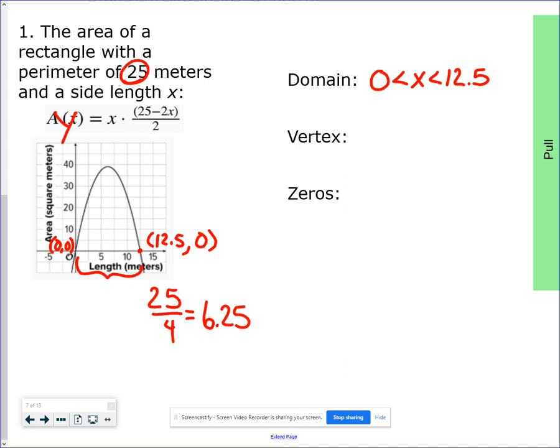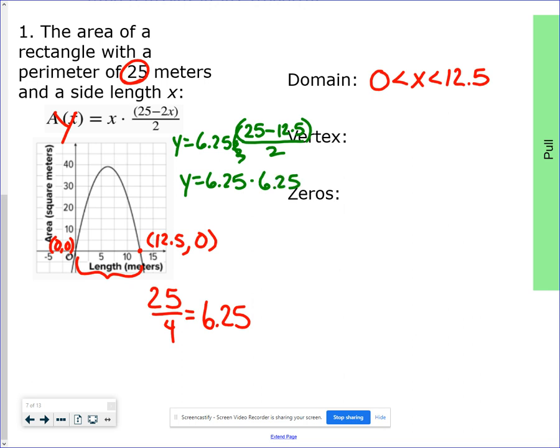And then if I substitute that 6.25 into my equation right here, let me switch colors just so it's a little bit easier to see. I'm going to have y equals 25 minus 2 times 6.25 for the x, which is going to be 12.5, all over 2. Oh, I made my parenthesis wrong over here, sorry. So that's going to be 6.25. 25 minus 12.5 is 12.5, and 12.5 divided by 2 is 6.25.